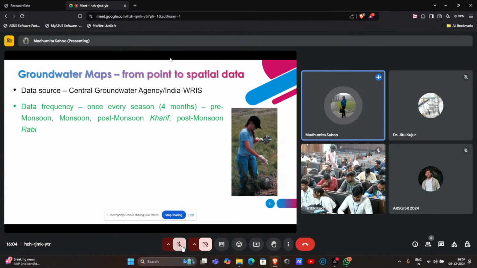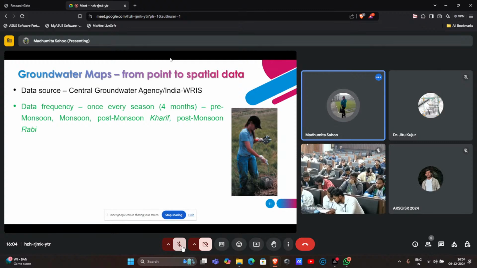The data frequency is most likely the biggest problem which we usually face in our groundwater modeling. The data frequency at which the groundwater level data is recorded in our country is seasonal. So we get one data point in 3 months: pre monsoon, monsoon, post monsoon kharif, and post monsoon rabi. So at the end of the year, we get only four values per year.